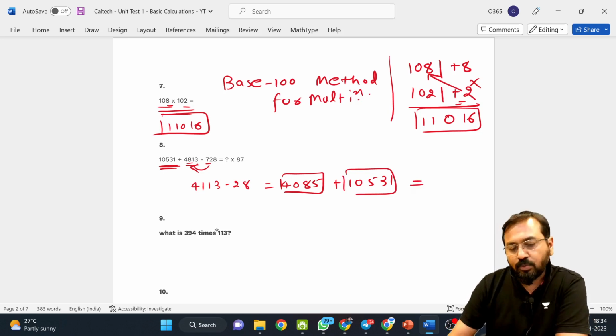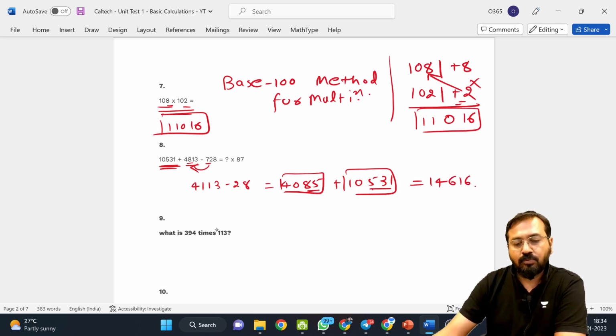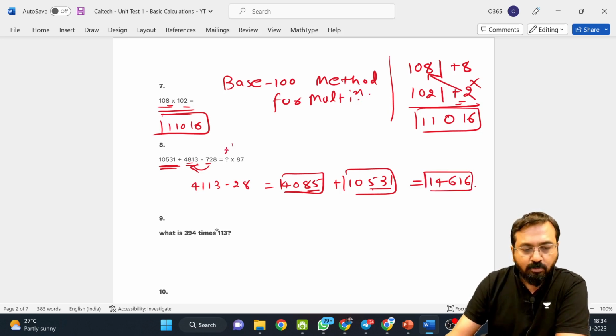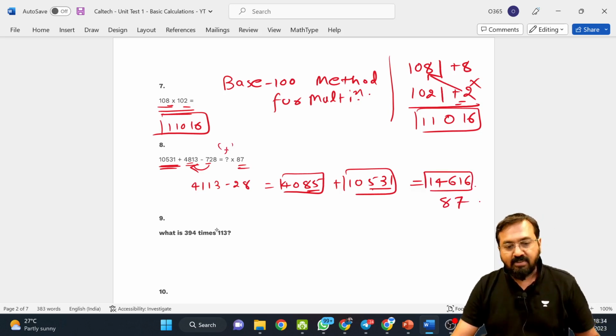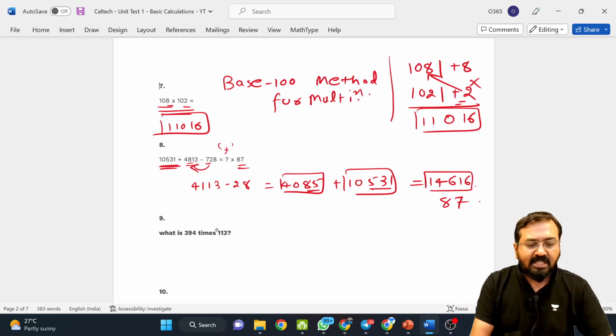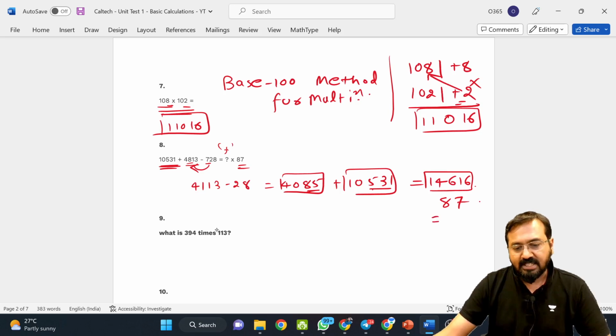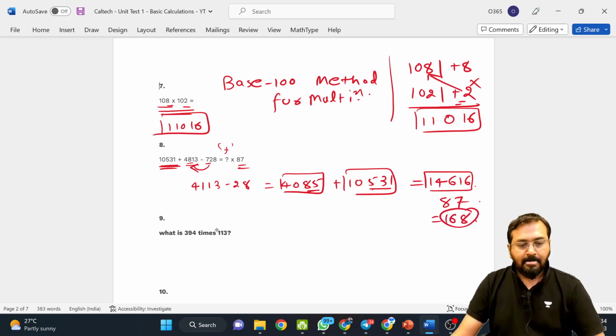10,000 plus 4,000 is 14,000, plus 531, plus 85. So it's going to be 616. So we have 14616, and we need to find out the value over here. So we need to divide this one by 87. Once we divide by 87, we'll straight away get the result. There is no special method for this, so you will have to do simple calculation. So this will come out to be 168.